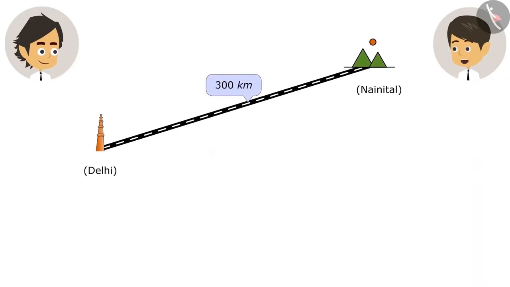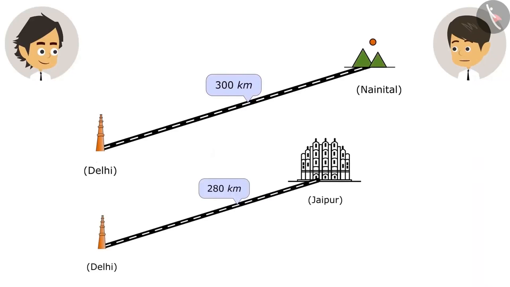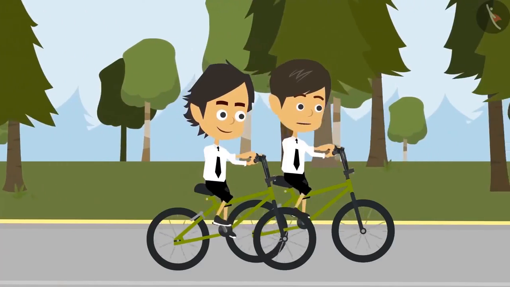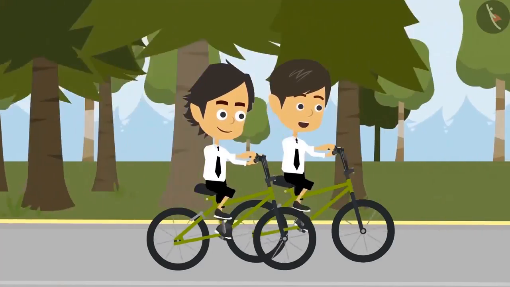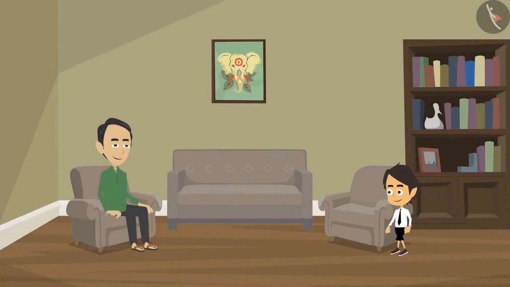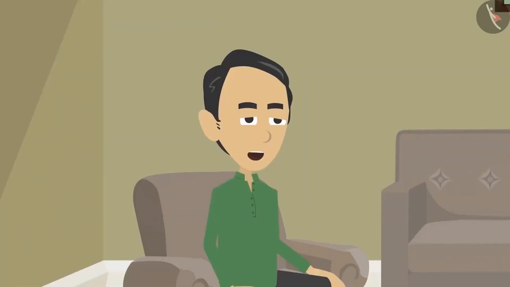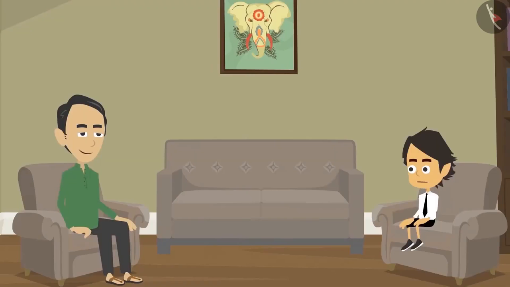If Nainital is 300 kilometers and Jaipur is 280 kilometers away, then the distance between Jaipur and Nainital is only 20 kilometers. That means we can also visit Jaipur while going to Nainital. Tell your papa that we can go to both the places as the distance between them is only 20 kilometers. Papa, this time we should go to visit Jaipur along with Nainital. No, the distance between the two is a lot. Let's go to Nainital and we will go to Jaipur some other time. No, Papa, the distance between Nainital and Jaipur is not much, only 20 kilometers.